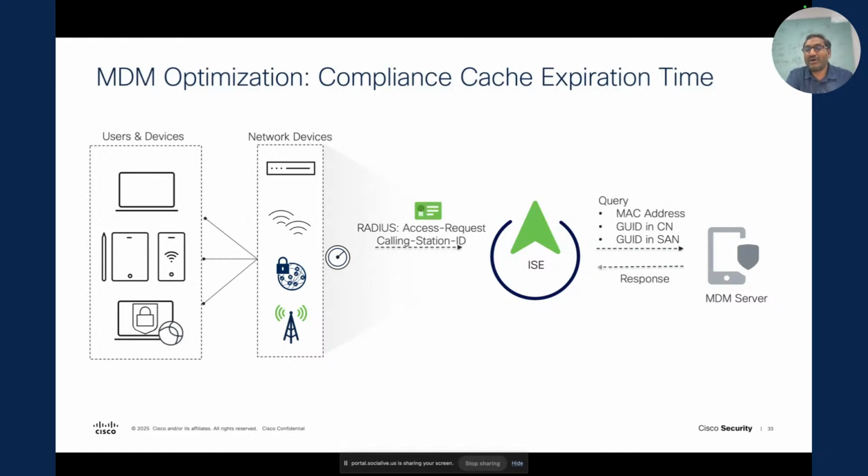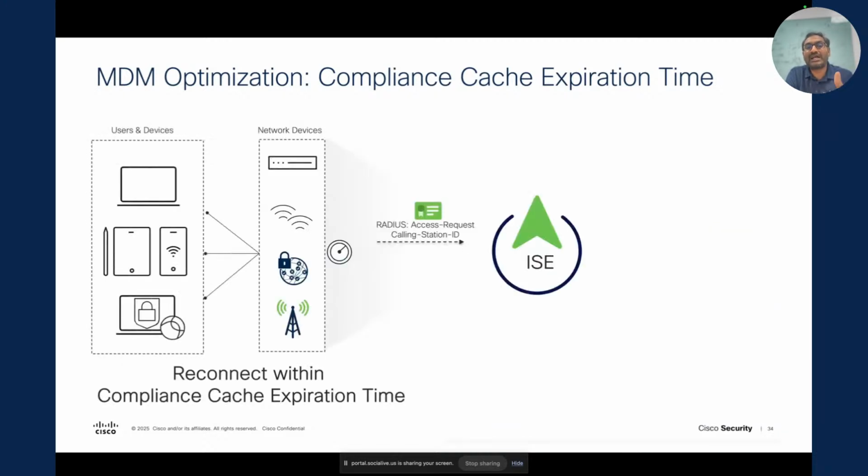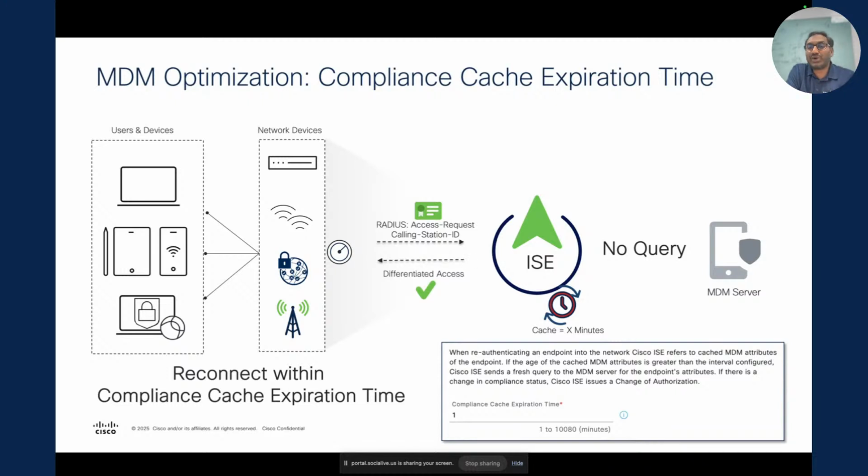So instead of that, you can also cache it. You can configure this caching interval in ICE so that ICE keeps the response in its cache. So whenever the endpoint comes onto the network next time, because it was already cached in ICE itself, ICE doesn't do any query against the MDM vendor at all when you reconnect the endpoint to the network. So the number of requests going towards the MDM vendor is going to be drastically reduced because of this compliance cache.